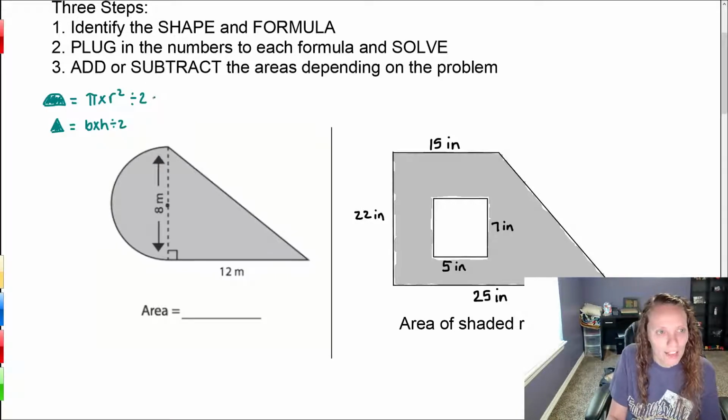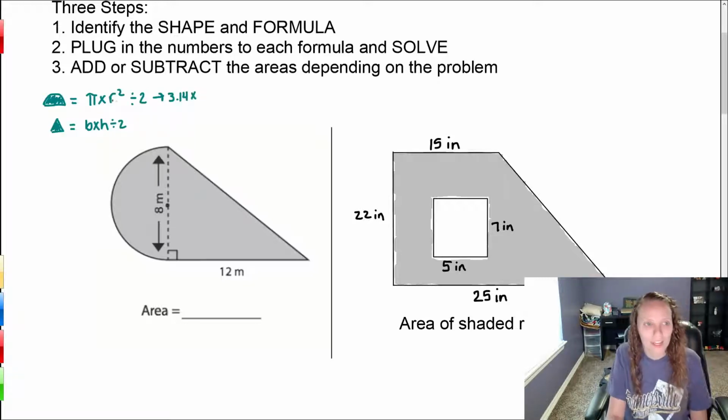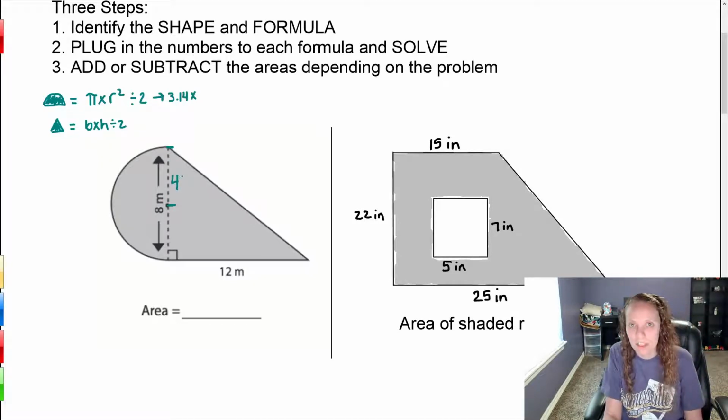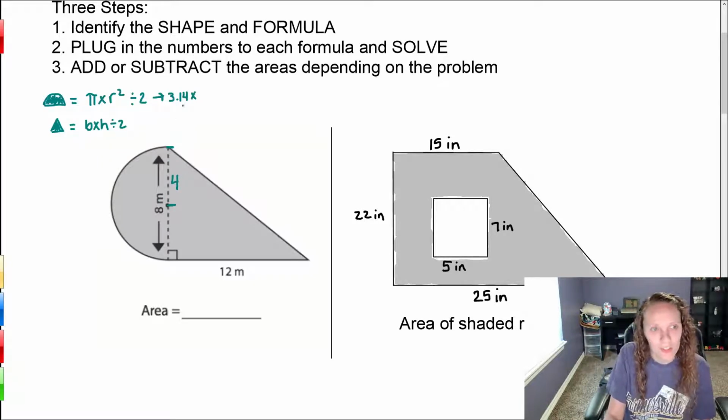So pi is just 3.14 times radius. Now we're given this length that goes all the way across the circle. That's called the diameter. Remember that the radius is halfway from the center to the edge. So if 8 is all the way across for the diameter, halfway across would be 4 for the radius, because 8 divided by 2 is 4. So then we're going to plug in our 4 for the radius, 4 squared, which means 4 times 4.